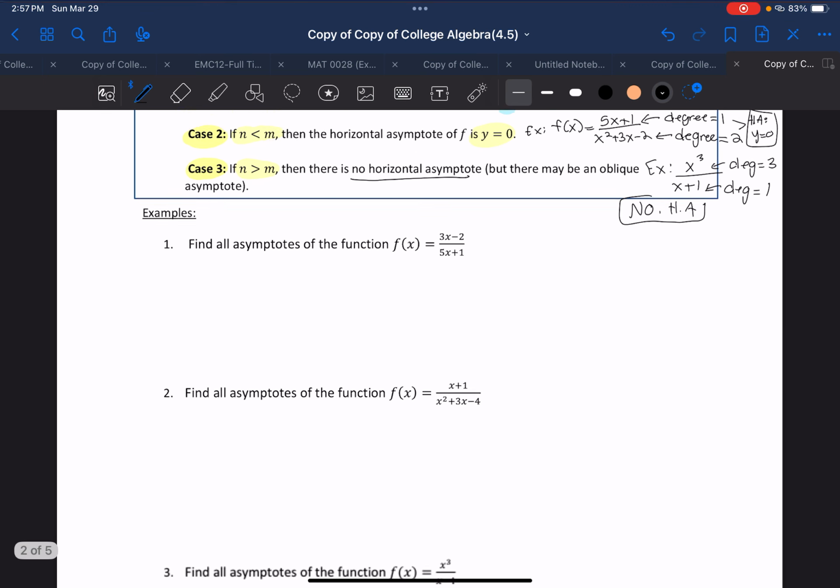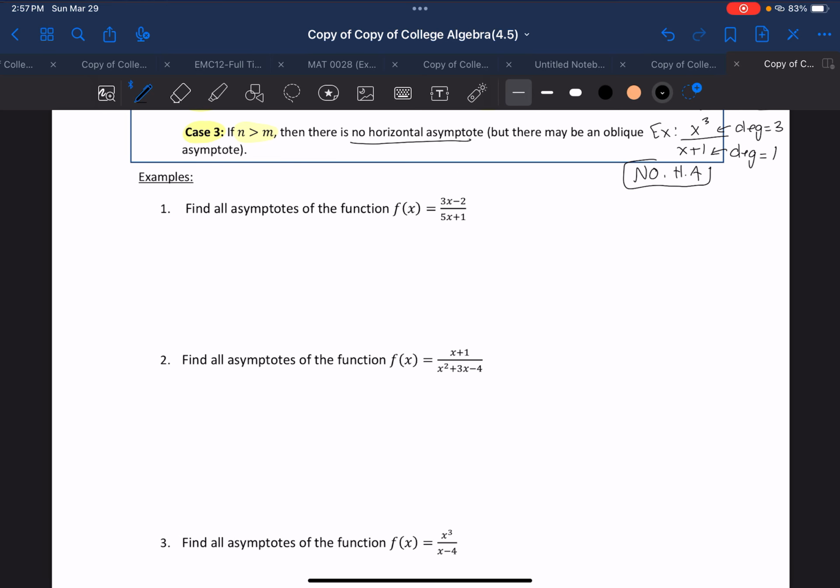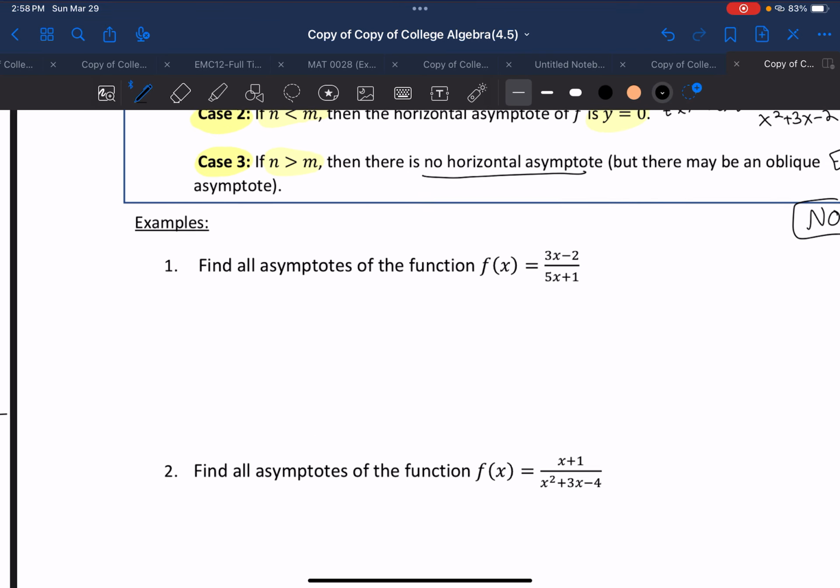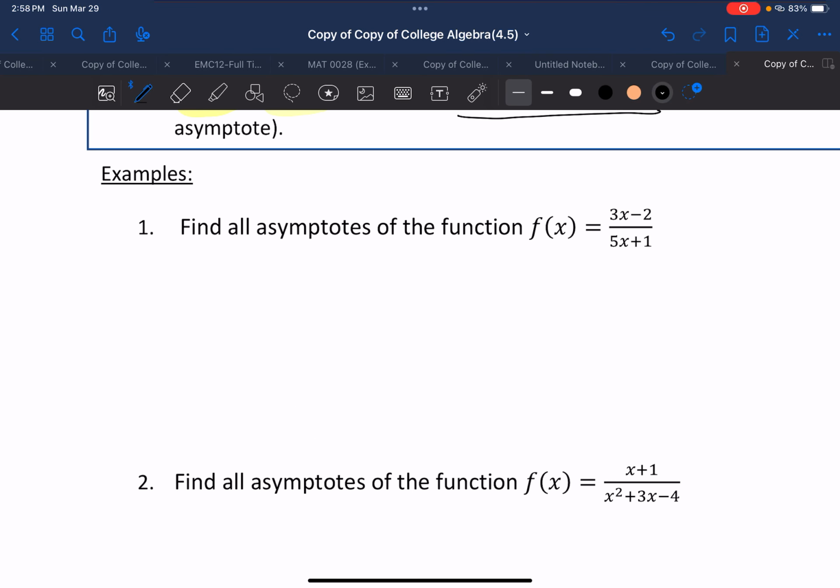So let's do a couple of these examples here. So number 1 says to find all asymptotes of the function f of x equals 3x minus 2 over 5x plus 1. And when it says find all asymptotes, it wants us to find the vertical asymptote and the horizontal asymptote.